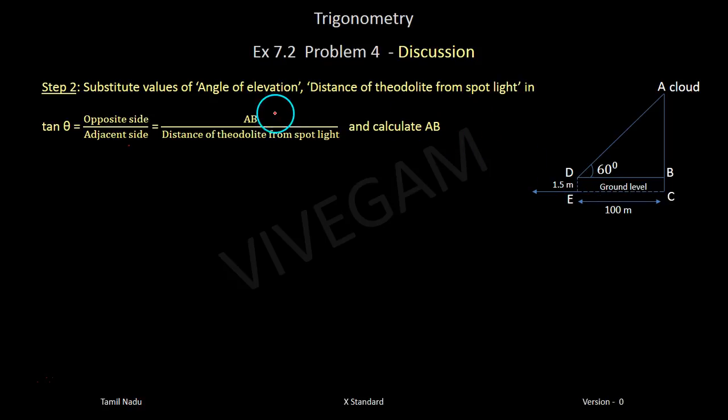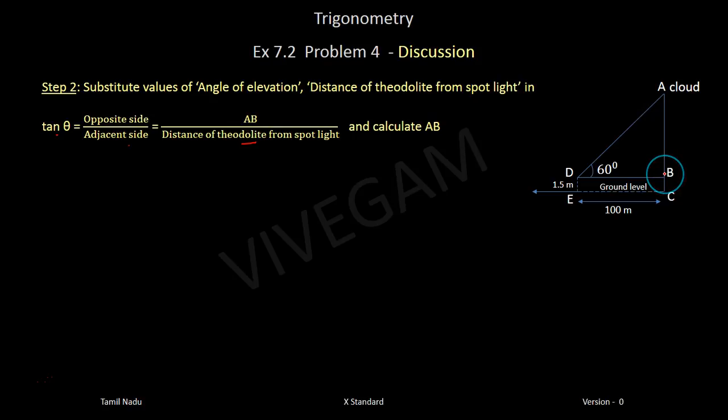So in this case AB we don't know, and the distance from the theodolite we know is 100 meters, and tan theta is tan 60. We know the value of tan 60, that is root 3. So this is known, this is known, and from this AB can be calculated. What is AB? This portion.